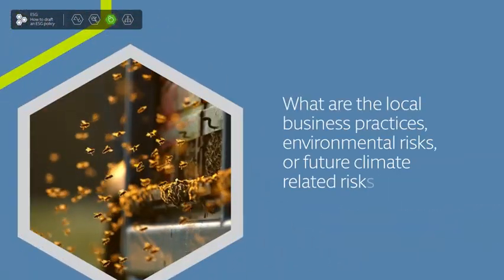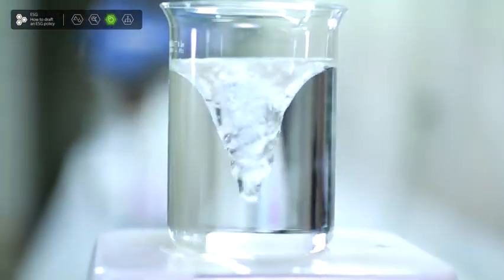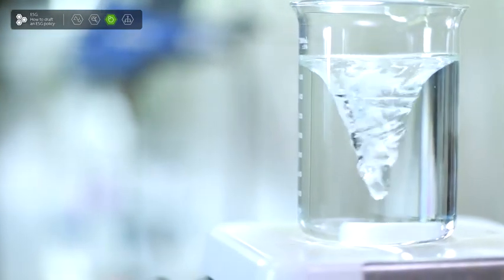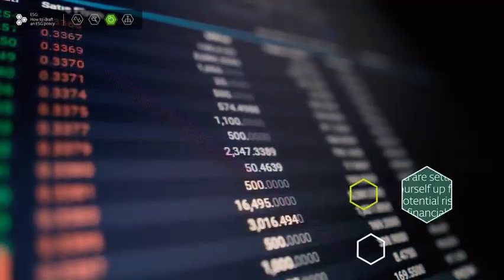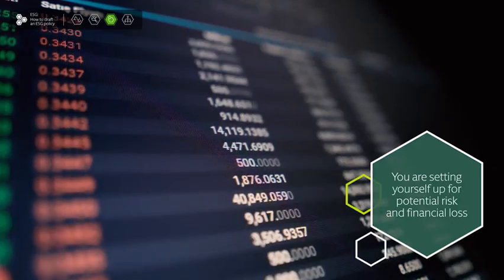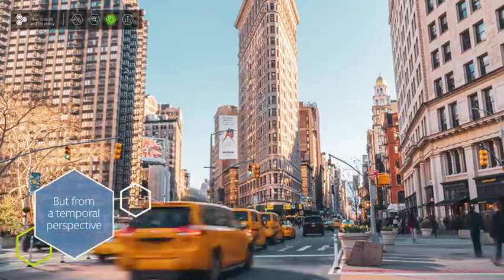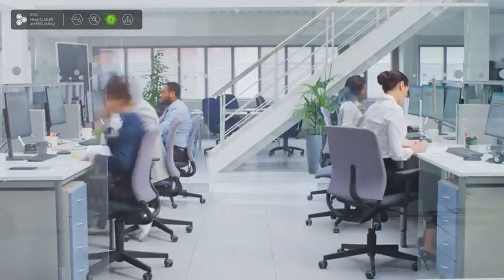And what are the local business practices, the environmental risks, or future climate-related risks? For example, if you or your business partners operate a water-intensive process or a site in a water-stressed region, how do you account for your impacts and minimize those that are harmful to the community or the local environment? Without answers to these questions, you're setting yourself up for potential risk and financial loss. Think not only from a geographic perspective, but from a temporal perspective. How will my business activities today impact my stakeholders in 5 or 10 years' time?